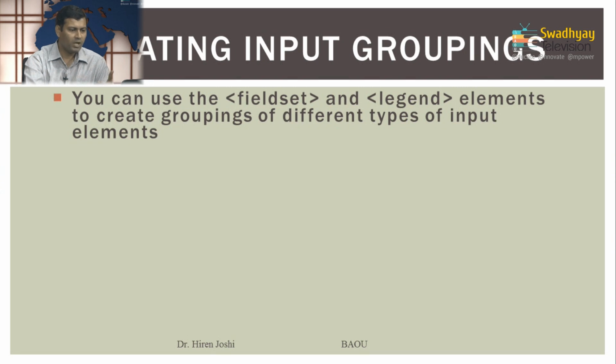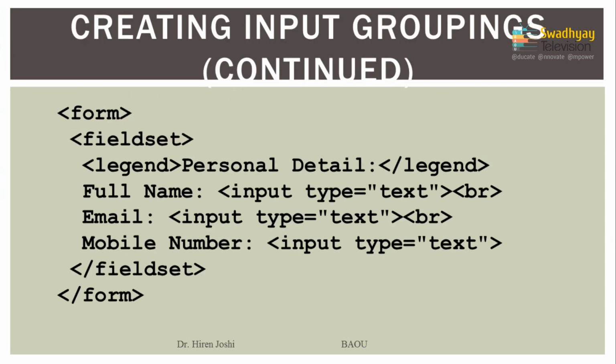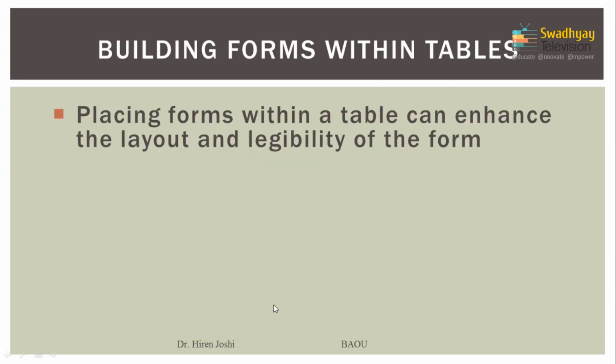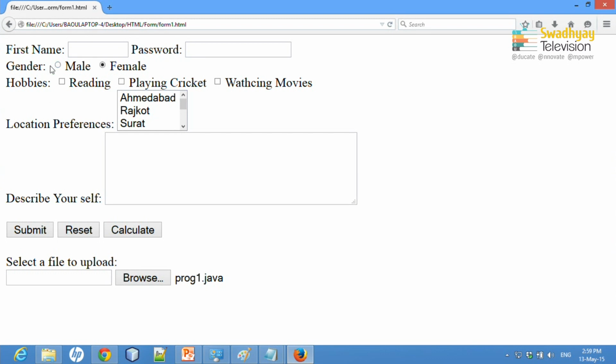Sometimes you may need to create groupings. For that you can use fieldset and legend elements. In the form, first you define a fieldset and the legend is personal details. Inside this you can get full name, email and mobile number. So, it will look this way. So, this is the form. Now, you can look at the form we have created. The look and feel is not good, because it is not aligned or anything else.